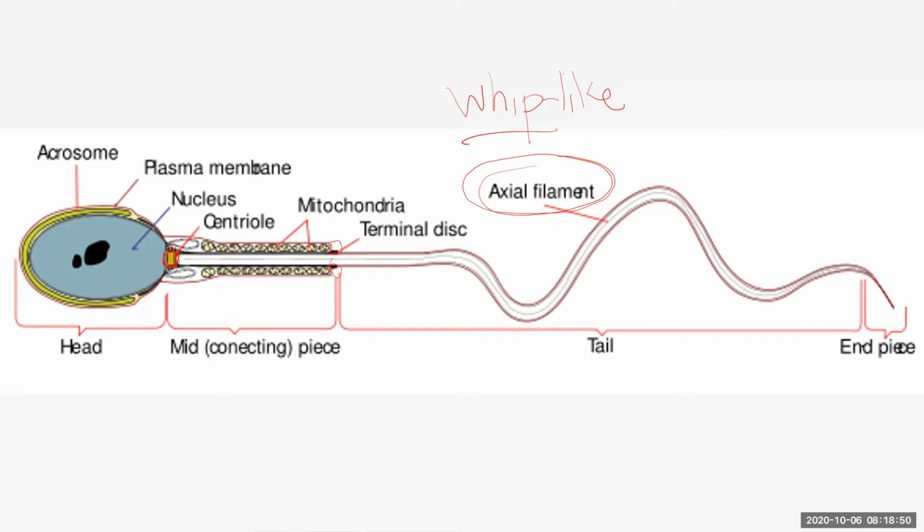Now for the sperm, a healthy sperm should have an oval-shaped head, and a long tail.